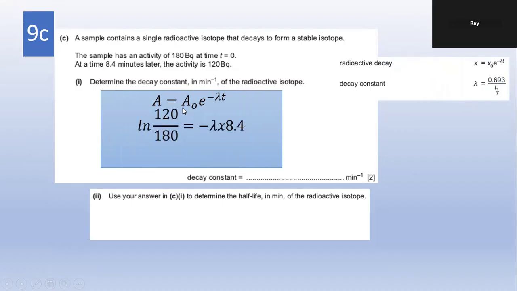Right? I take the log of it. A is 120. A naught is 180. Time, right? There's a negative there. Lambda times 8.4 minutes. And calculate out. Anything not clear?